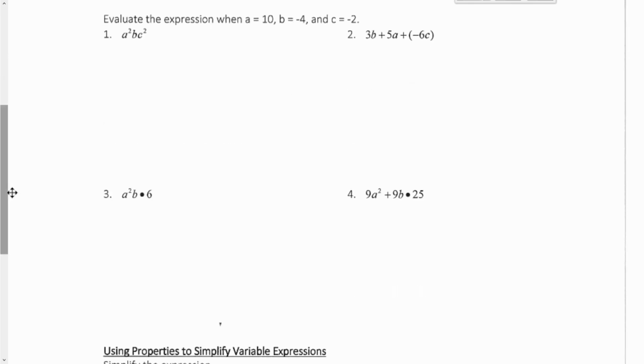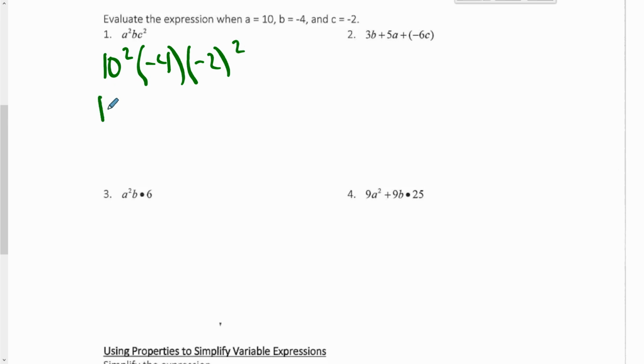And again, we have evaluate the expression. We've done that in almost every section in Unit 2. It says evaluate the expression when A equals 10, B equals -4, and C equals -2. So we're going to plug in numbers for variables, and we're going to look at using the properties to make it a little bit easier. So I'm going to replace A with 10. So I have 10 squared times -4, which is B, times -2 squared, because C is -2.